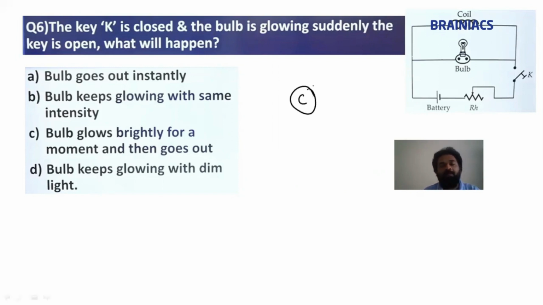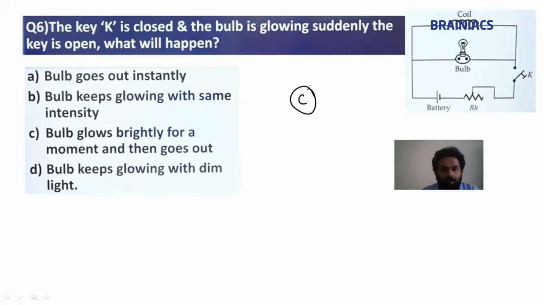Because this inductor will maintain current for some moment of time, at least a few microseconds. After that it goes out, because when the current becomes zero, at a steady state, the inductor will not give any response. It will just act like a short circuit if current is there. If current is not there, then nothing will be there. So option C is the correct answer.